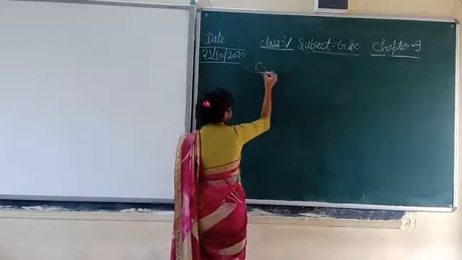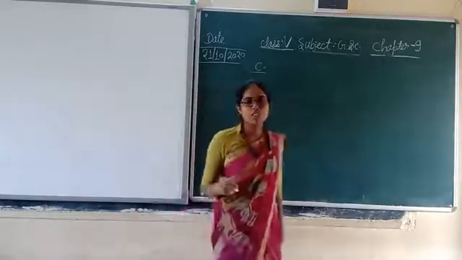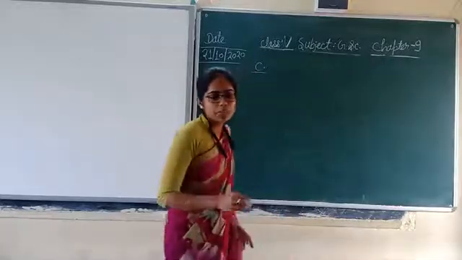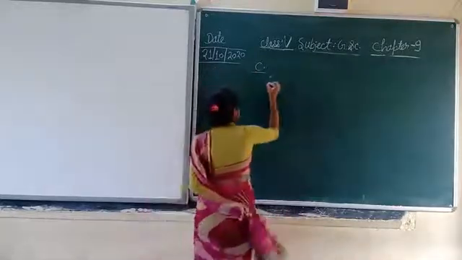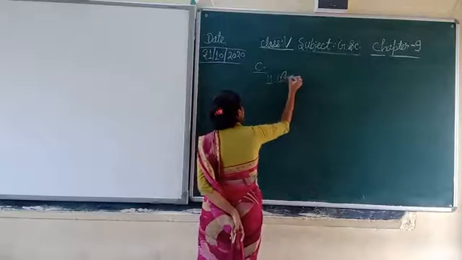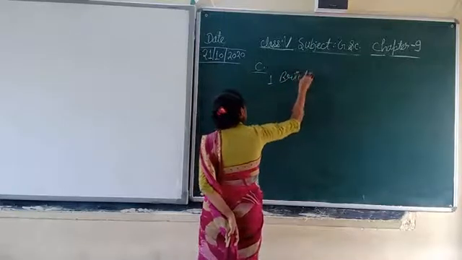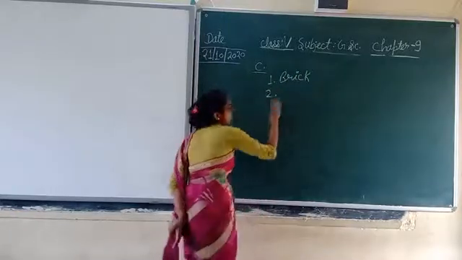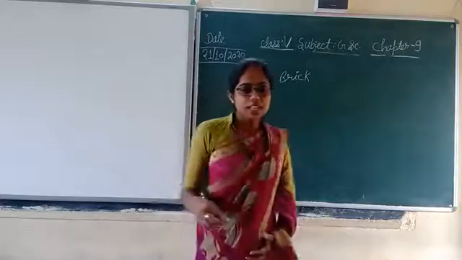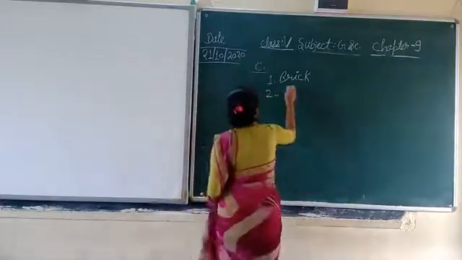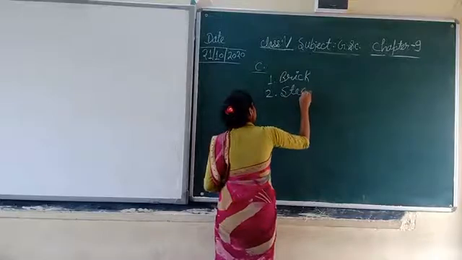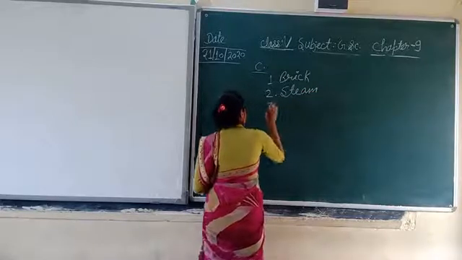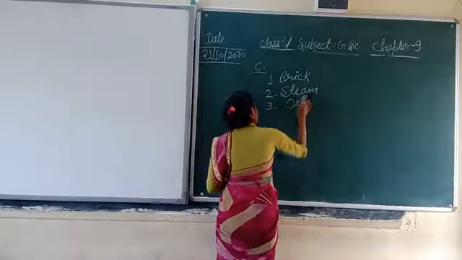Now let's do exercise C. You have to do this exercise also in the book. Match the following. In the first column it is given. First one, brick. Second one, stem. Third one, oil.